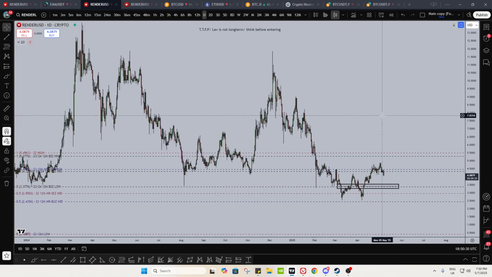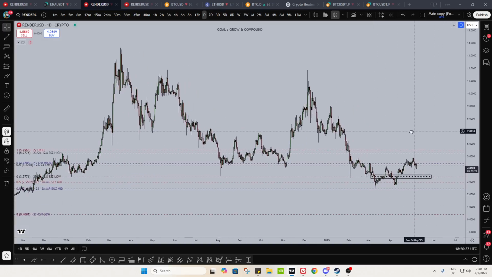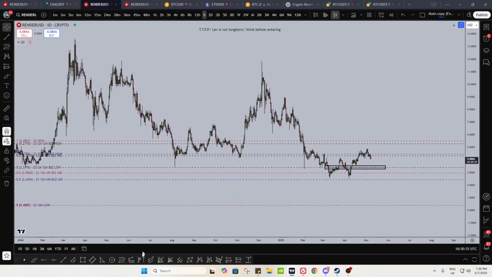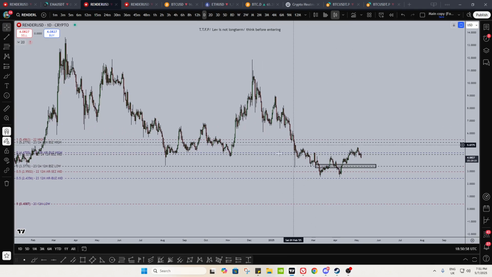Let me just cross my eyes, see if I can spot anything else. What about a butterfly? Doesn't look quite right. I was going to say that doesn't quite look like a 786. I can't say that's a butterfly. What about then a crab? So if that's a 0.5, it's not going to be a crab here. Okay, so nothing there. What about something like this then? Perhaps a deep crab?